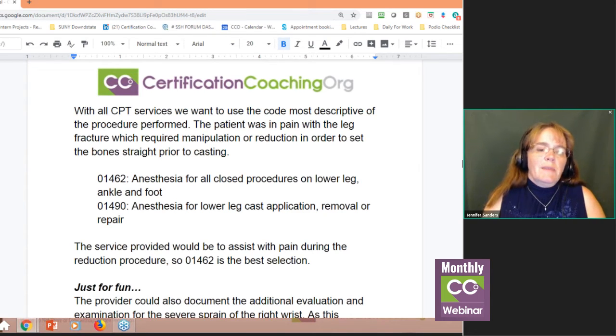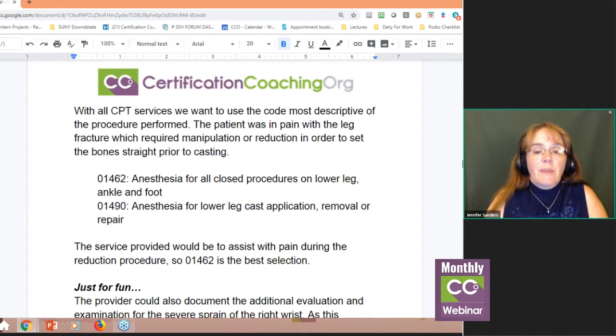So with all CPT services, we use the code that's most descriptive of the procedure performed. Now, we talked about this a little bit with the preventative and diagnostic. A lot of times they go in to do a scope just to see, and then they go, okay, great, now we need to open them up and do some kind of surgery. You're not billing for that small scope, you're billing for the more inclusive procedure, the most prevalent procedure given that day, which would be opening them up and doing whatever they needed to do.